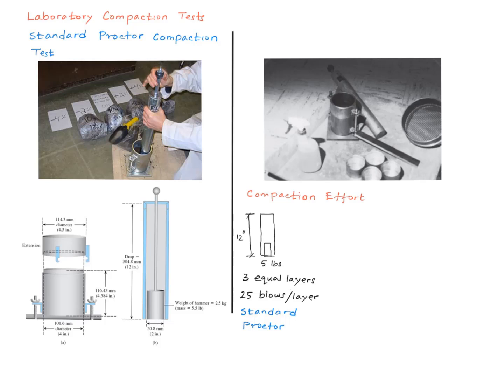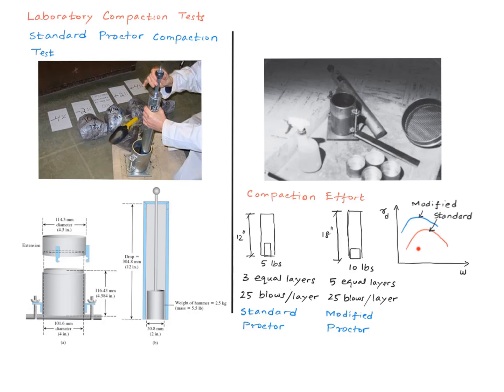So let me compare these with the variables associated with the modified Proctor compaction test. The drop height is 18 inches, the weight is 10 pounds, we compact the soil in 5 equal layers, number of blows remains the same as the one in standard Proctor test. So this combination represents a higher compaction effort. So this is the result. If you get this from the standard Proctor test, you're going to get this from the modified Proctor test.